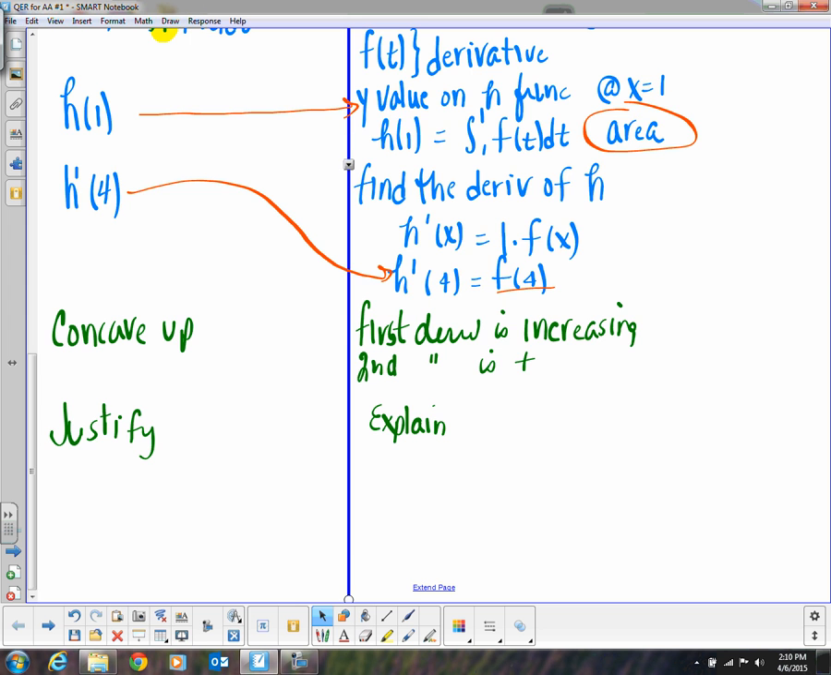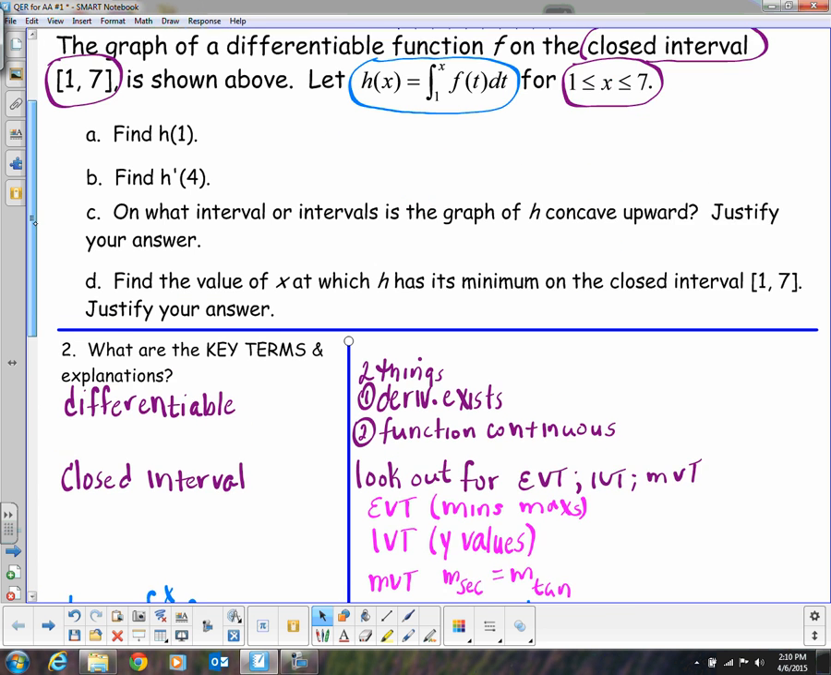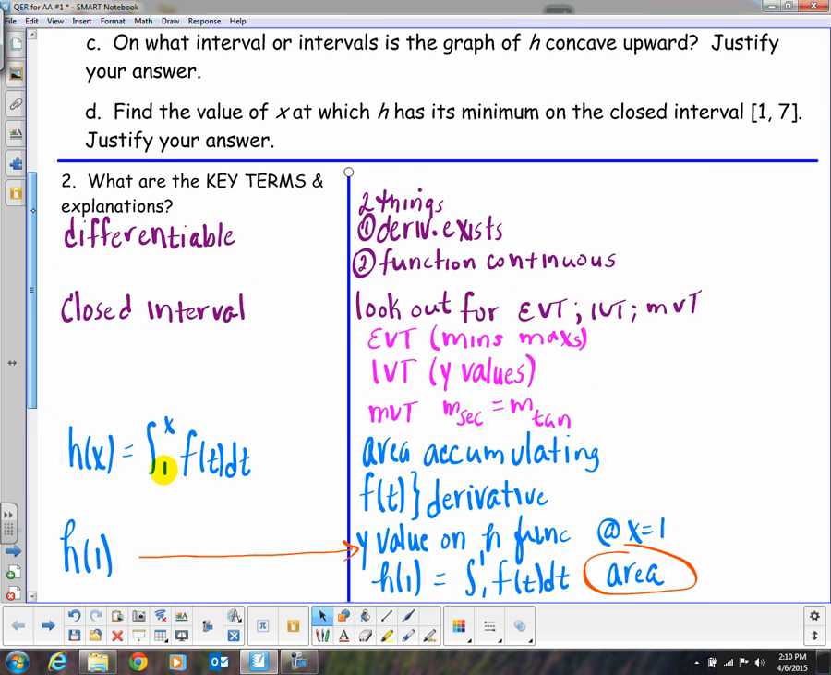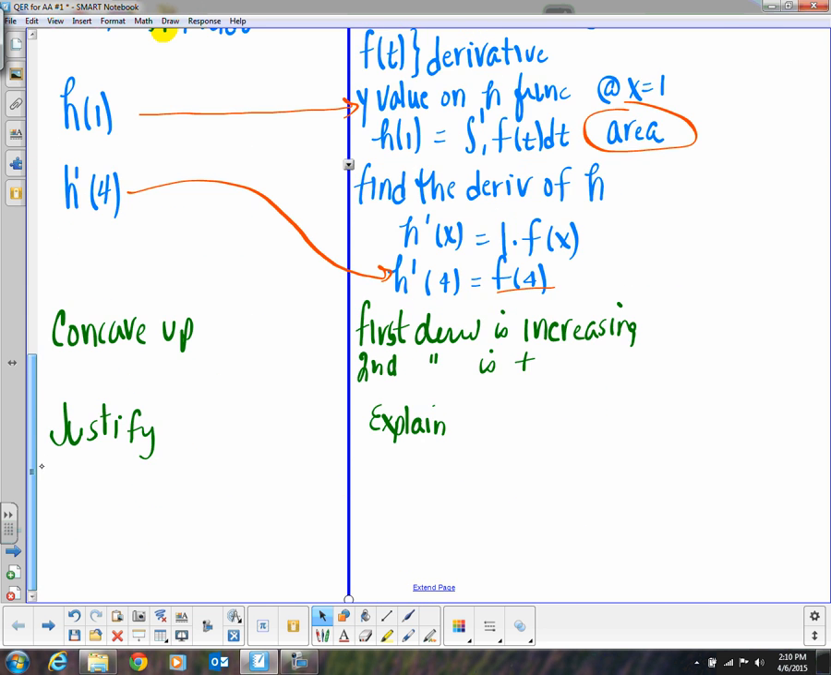All right, and then looking at the last part, what does it tell me? It says find the value of x, so that's important. I want x, at which h has its minimum. All right, key word here would be minimum.